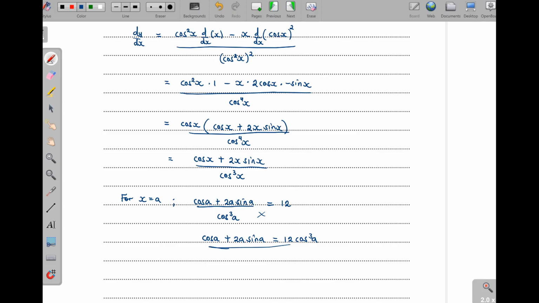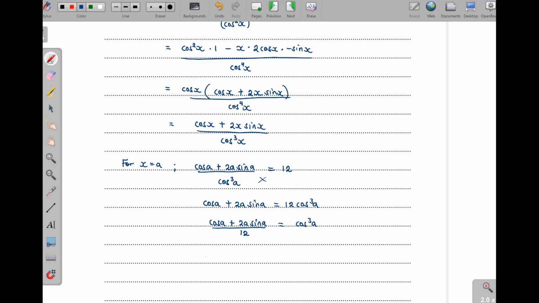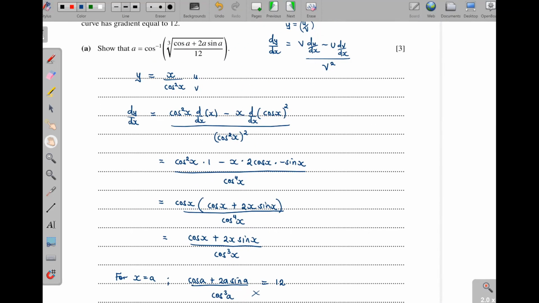Now first bring the 12 this side. That means we shall have cosine of a plus the 2a, this is 2a, then sine of a, we divide by the 12. And then that one will give us the cos cubed of a. Then we take the cube root. So this will be the cube root of cosine of a, then plus 2a sine of a out of the 12. By the way, do we have this one as it is here? Yes. Cos of a, 2a sine a out of 12.